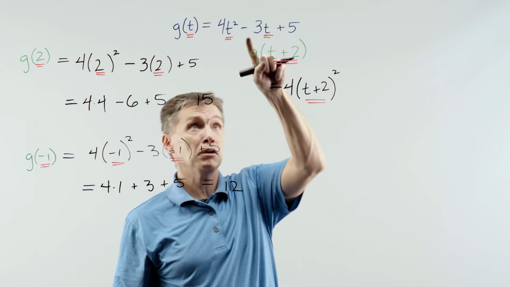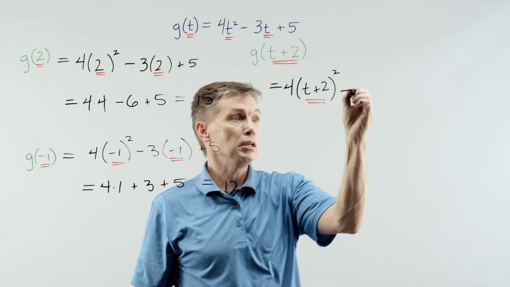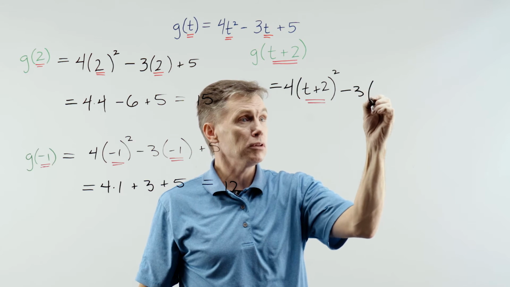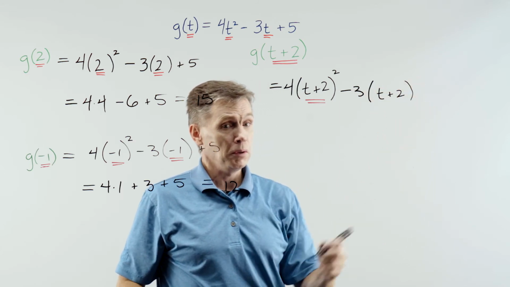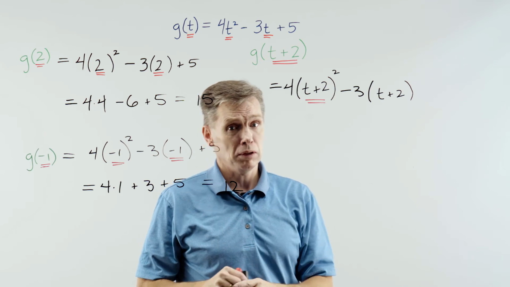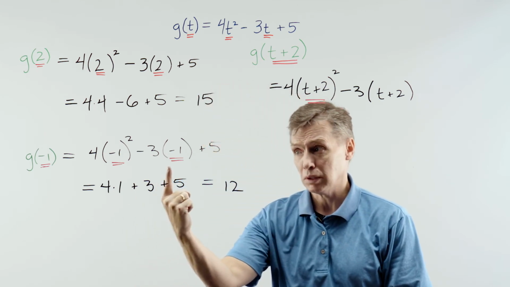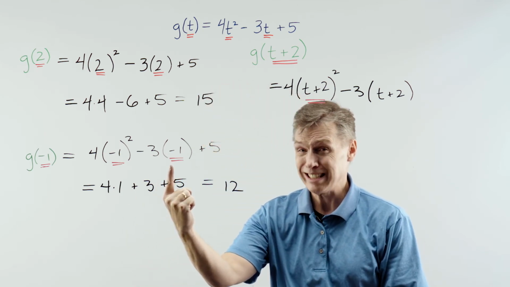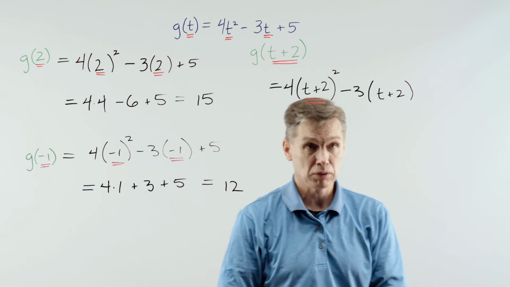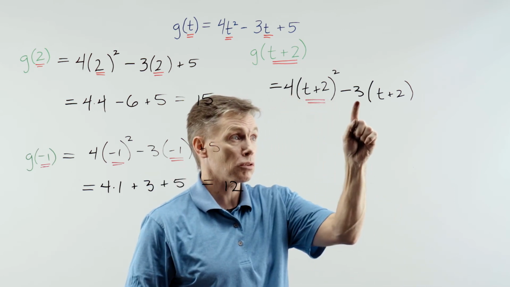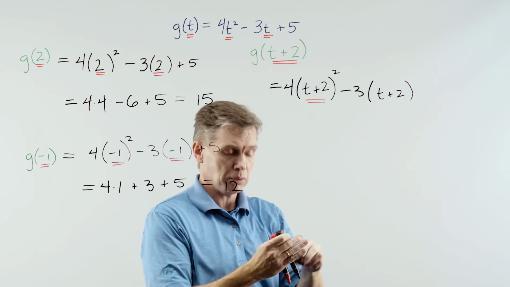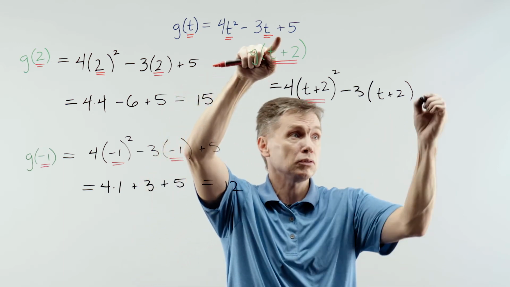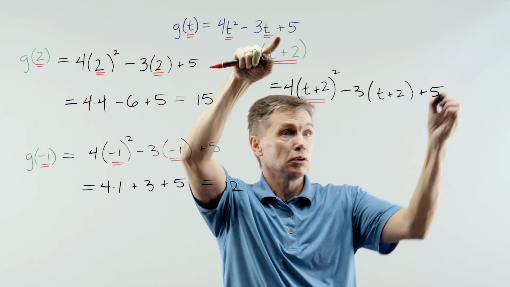Let's keep going. Next is a minus 3 times whatever the argument is, in this case, t plus 2. Be careful, use parentheses there, even like I did with the minus 1. It was minus 3 times whatever the argument is. Same deal, minus 3 times the entire expression of t plus 2. Okay, next, plus 5. Okay, good.